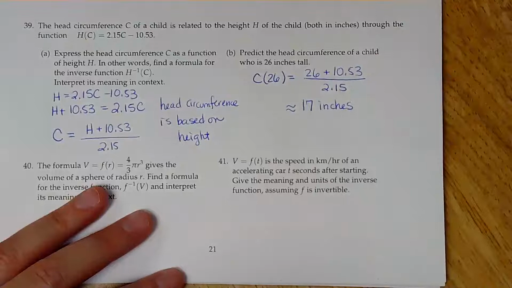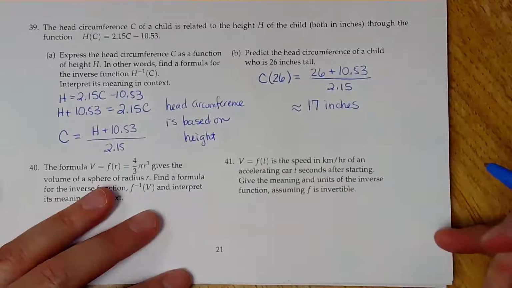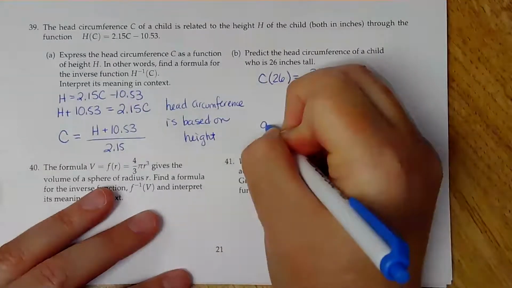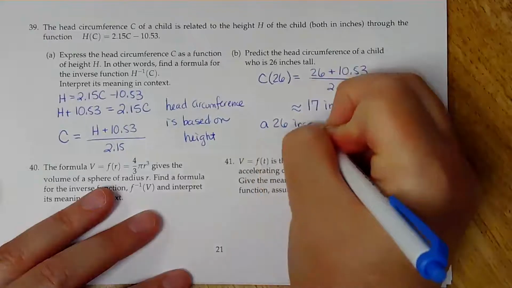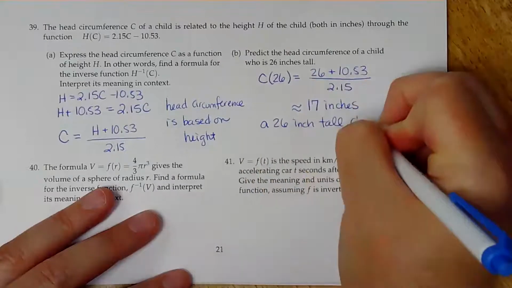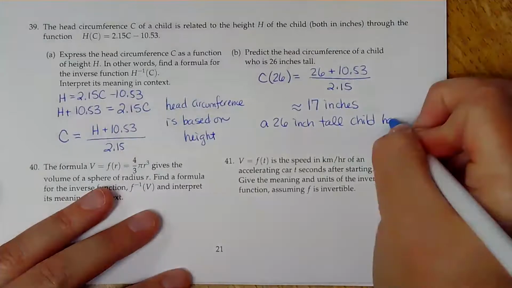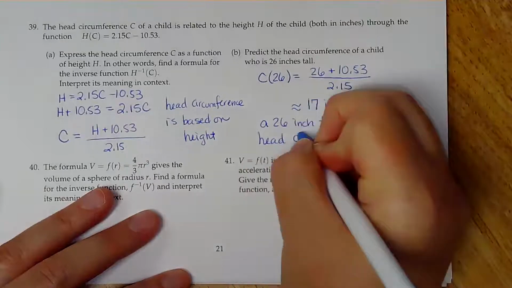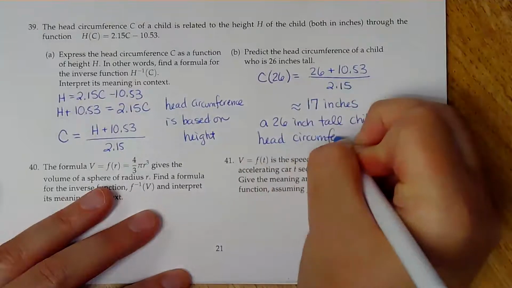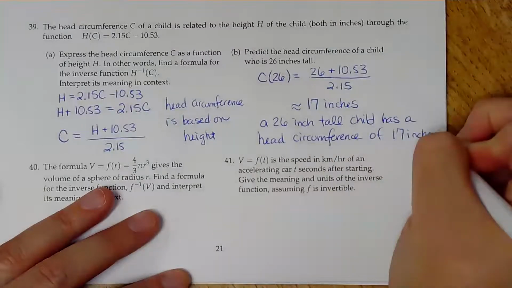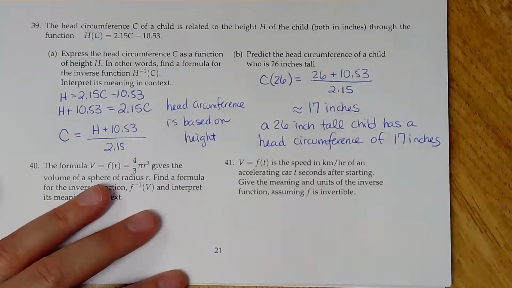So I went back and looked at the interpretation of what we just did. In the context of this problem, a 26-inch tall child, so essentially we're talking about a baby or a very small toddler, has a head circumference of 17 inches. When you think about this being a baby, this head circumference suddenly makes a lot more sense.